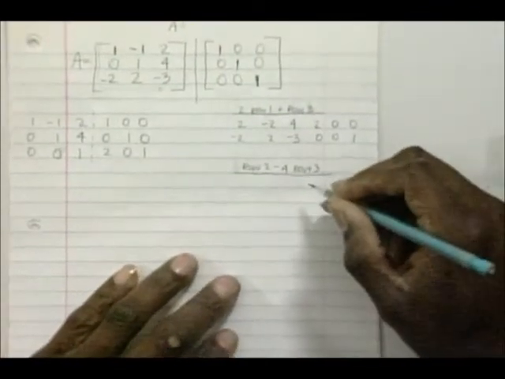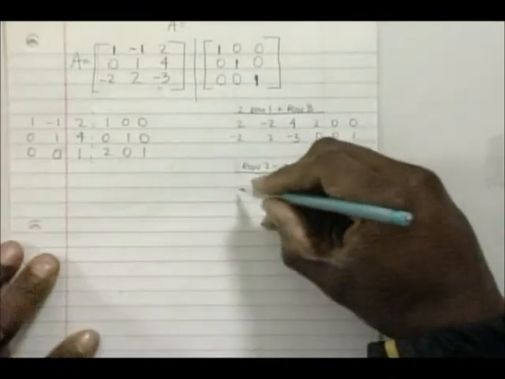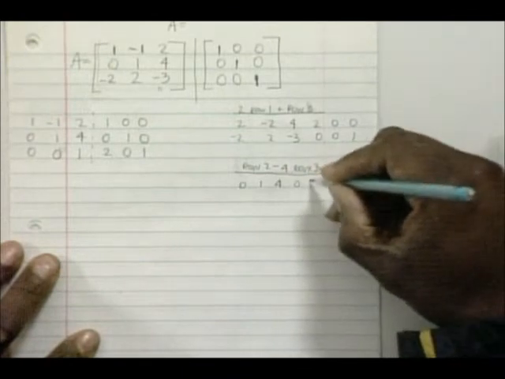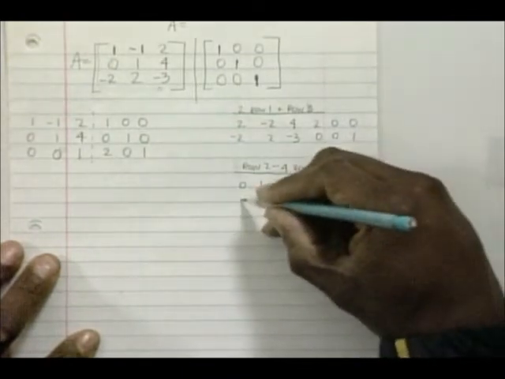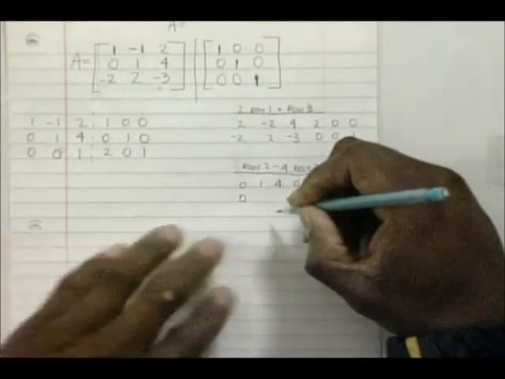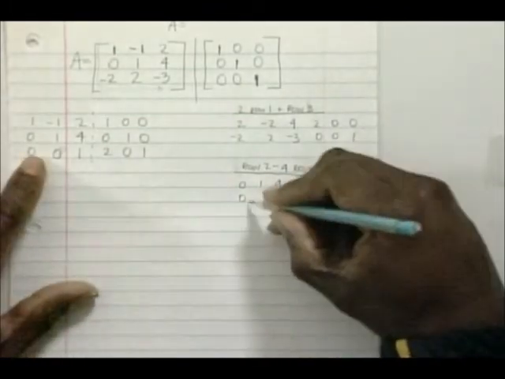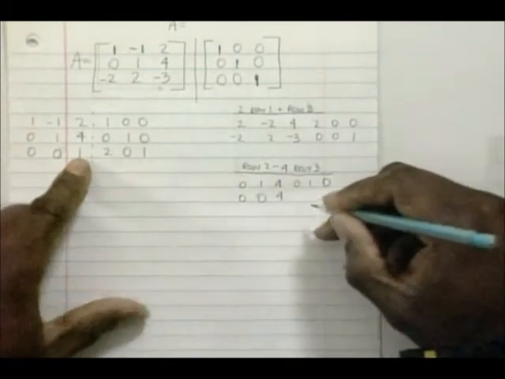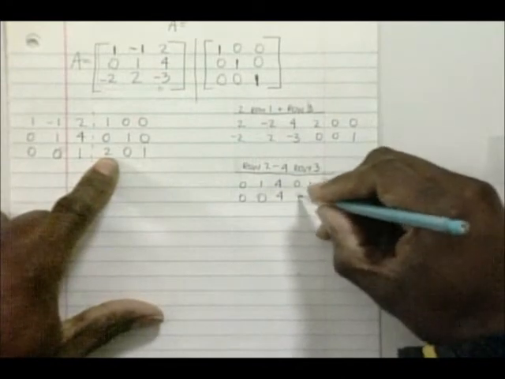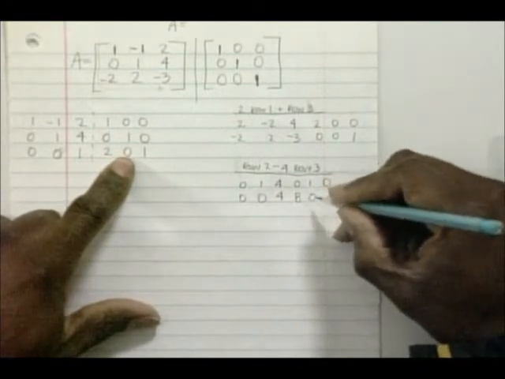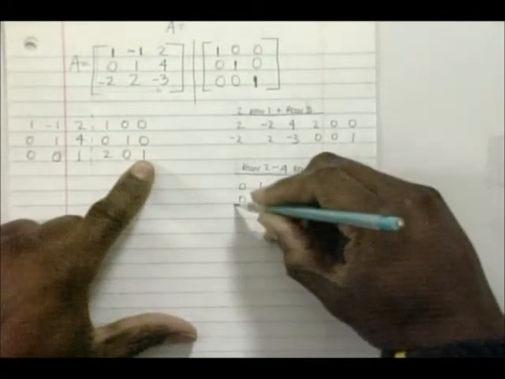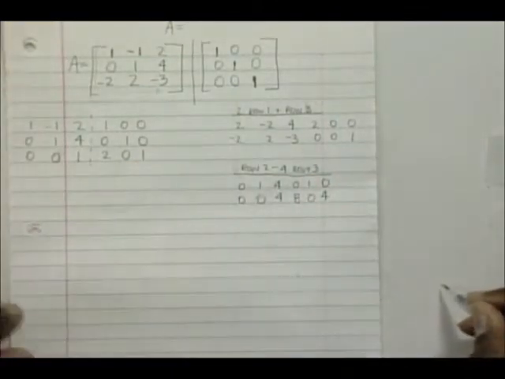All right, so row 2, that's 0, 1, 4, 0, 1, 0. And then we've got 4 times row 3. That would be a 0, that would be a 0. Multiply this by 4, that would be a 4. Multiply this by 4, that would be an 8. Multiply this by 4, that would be 0. Multiply this by 4, that would be 4. And that's going to be our new row 2.